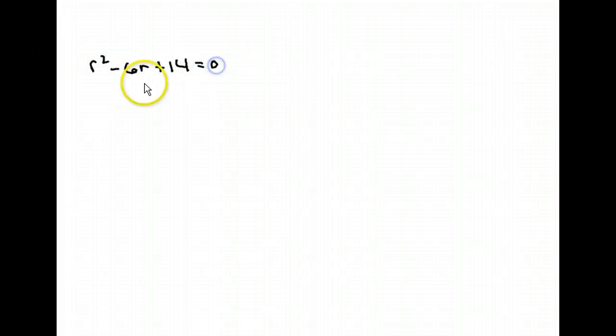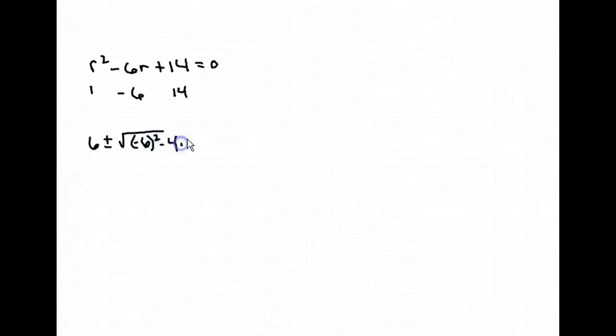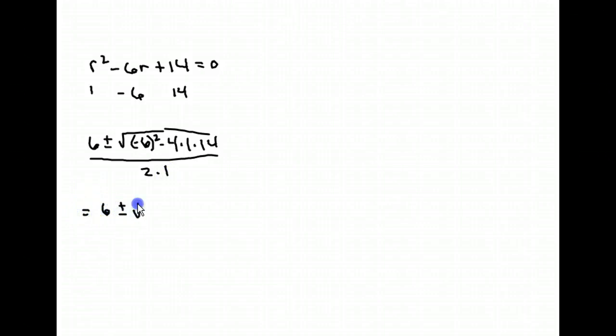So let's say we have r squared minus 6r plus 14 equal to 0, where our a is 1, our b is minus 6, and our c is 14. So when we plug it in, we're going to have a positive 6 plus or minus square root of minus 6 squared minus 4 times a times c, all divided by 2 times a. So that comes out to 6 plus or minus the square root of 36, minus, and we're going to have to multiply 4 times 14, which comes up to 56. And that's all divided by 2.